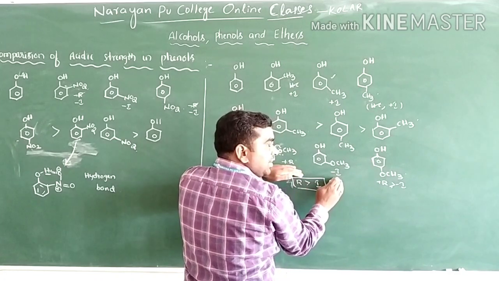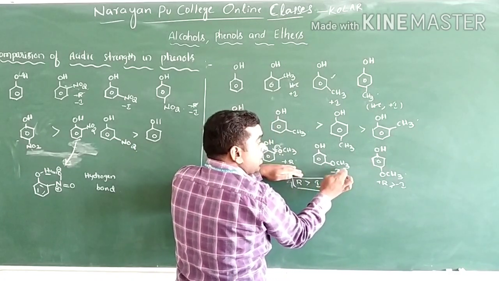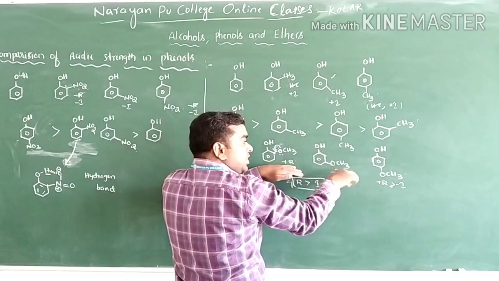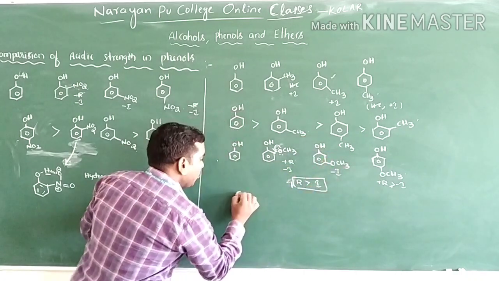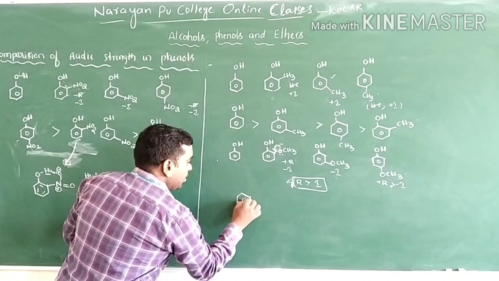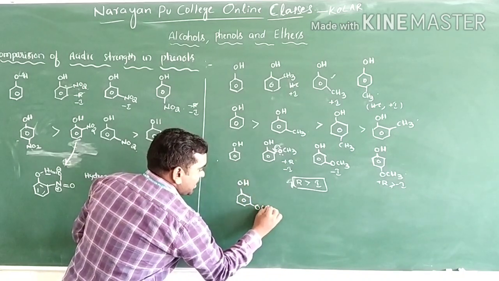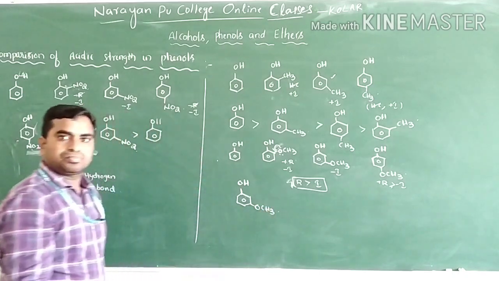But here, which effect? It is not plus R. It is which one? Minus I. Minus I means, if a withdrawing group is present on the benzene ring, it is more acidic. So you will get the first one here: OH and OCH3 is more acidic.